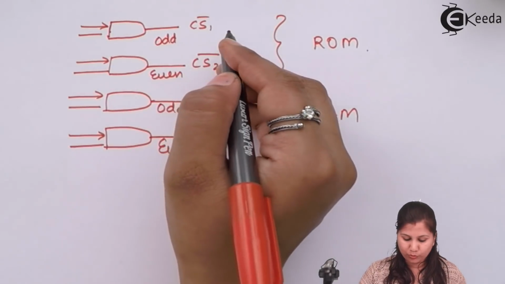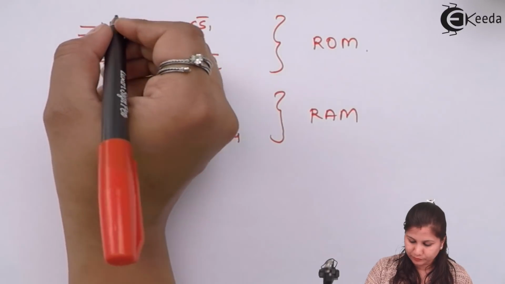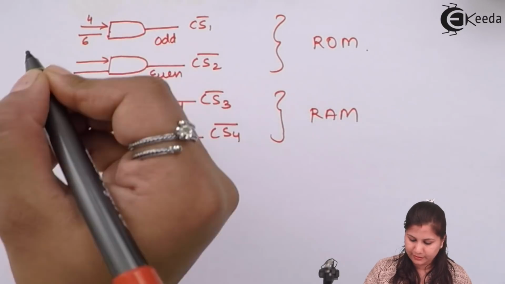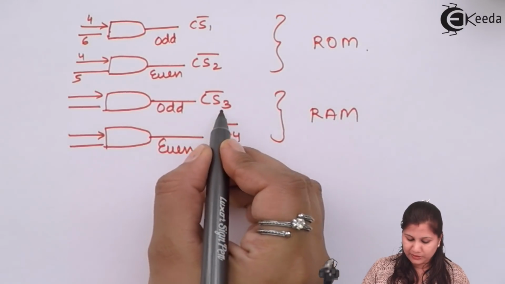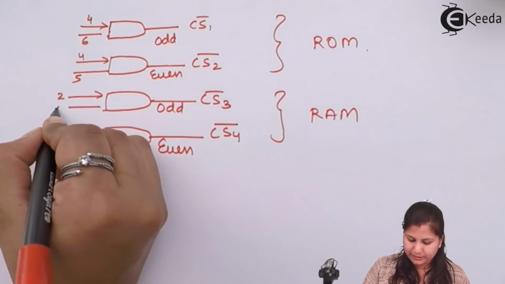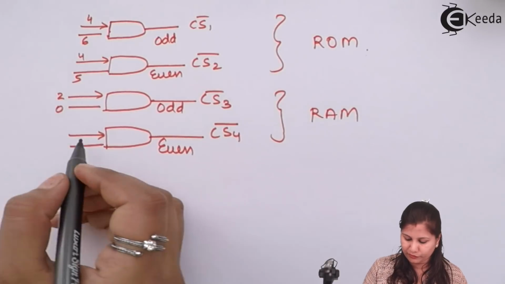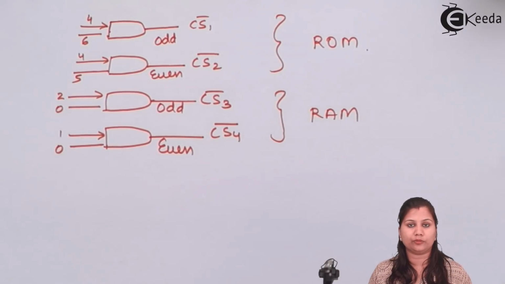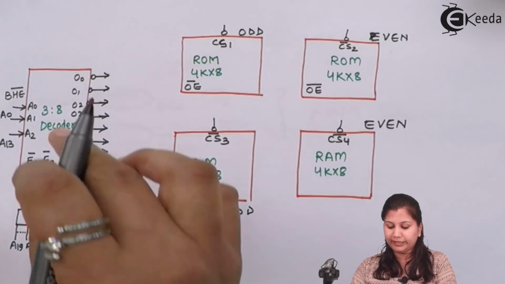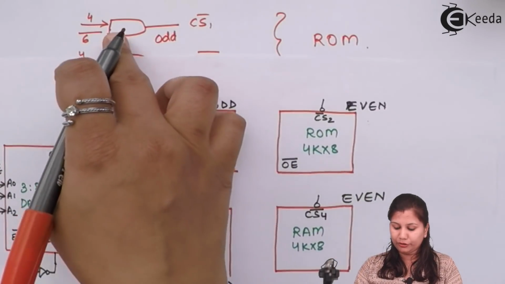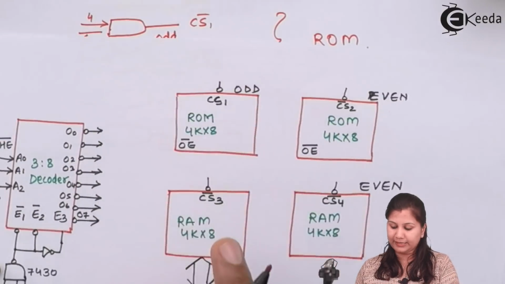So for chip select 1, we will have 4th and 6th. For chip select 2, we will have 4th and 5th. For chip select 3, we will have 2 and 0. And for chip select 4, we will have 1 and 0. So this is how the outputs of the decoder are combined. They are used to form the chip select signals.